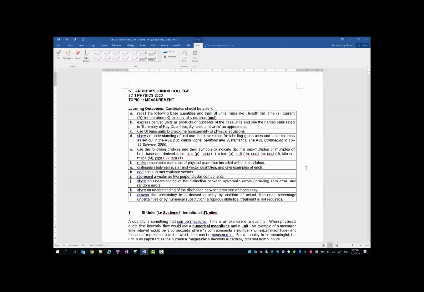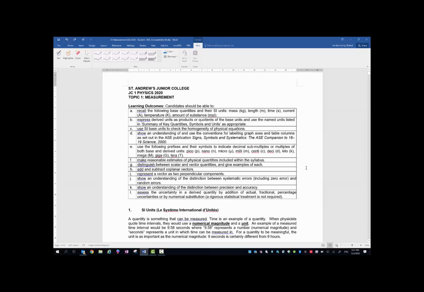Hi, this is the first physics lecture, on the first topic of measurement. This is the first chapter, the first topic. It is actually quite simple and basic, but important, because in every A-level exam, the first question of the paper will be on this. So you have to be able to score for all questions, especially the easy marks.